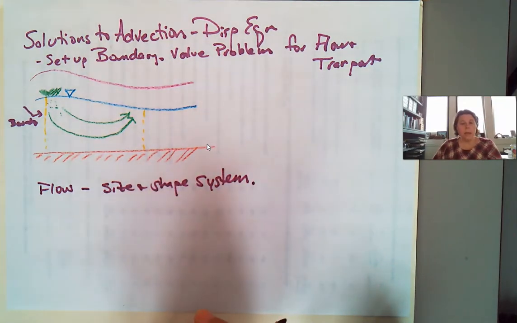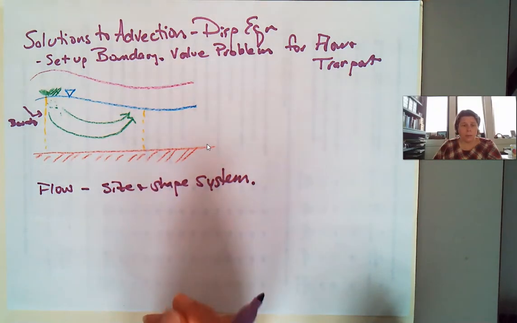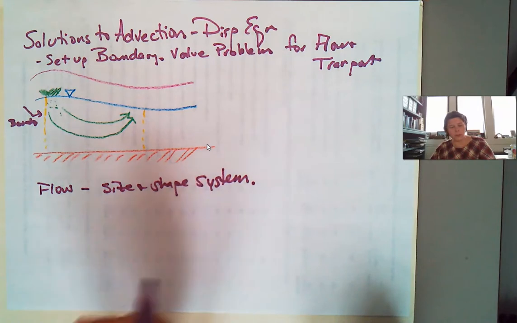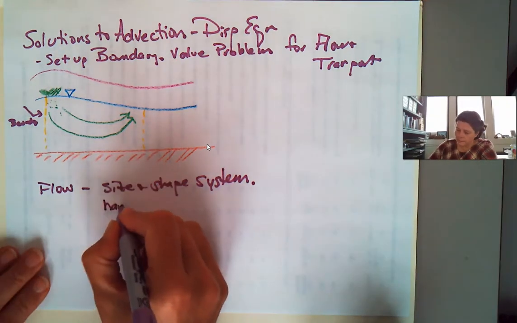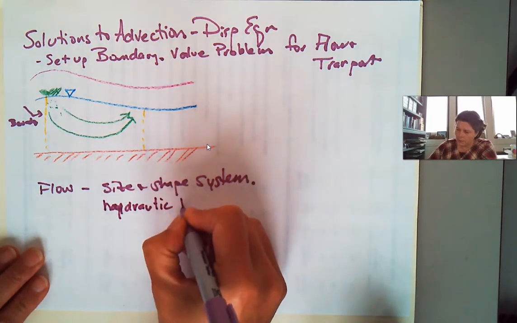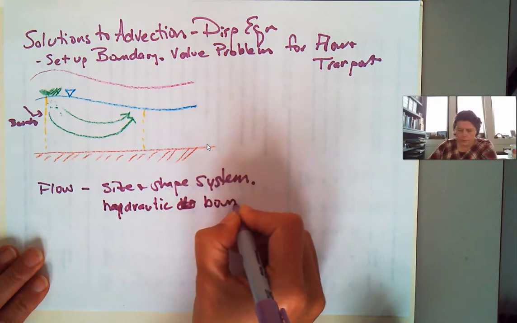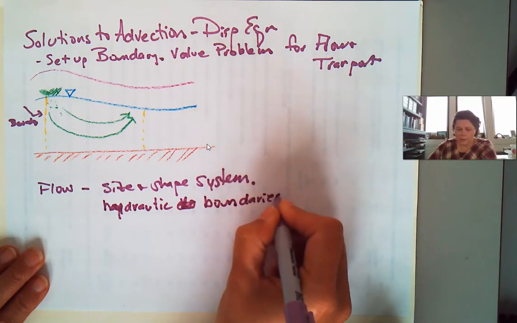So we have to look at where is it, how big is it, what are we representing here? And then we have to look at the initial hydrologic boundary conditions. These are the hydrologic boundaries.